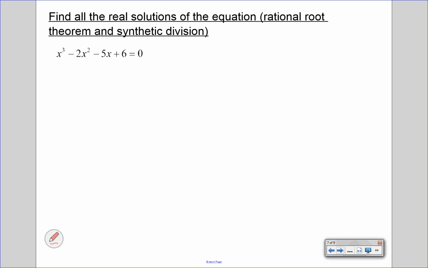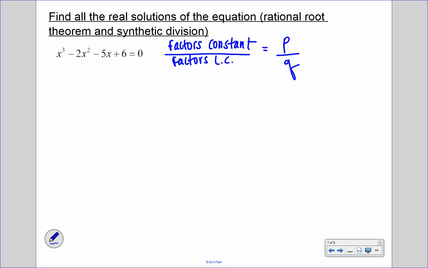And the rational root theorem says, if you take the factors of the constant over the factors of the leading coefficient, that will give you a list of possible zeros, and we call that P over Q. So let's put P over Q to get our possible list of zeros.